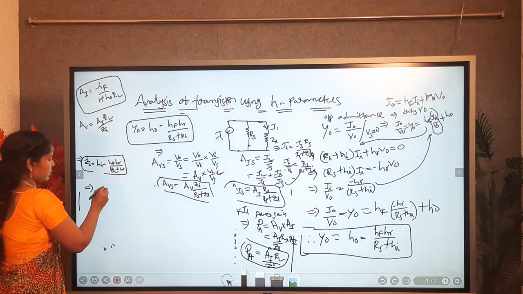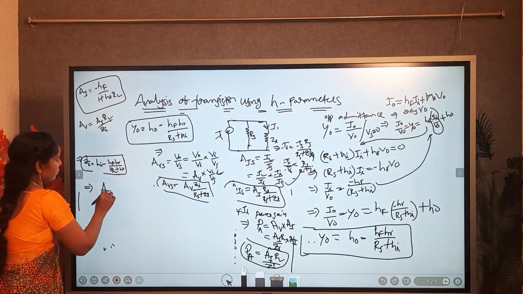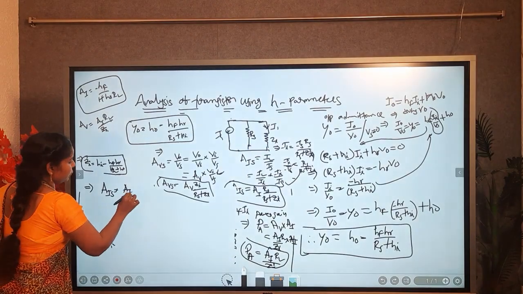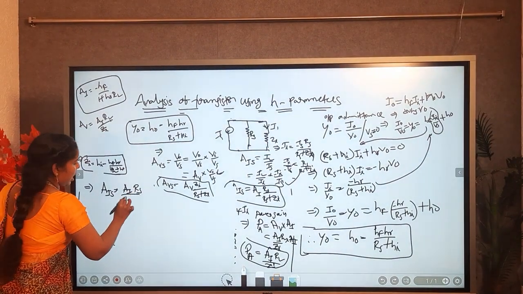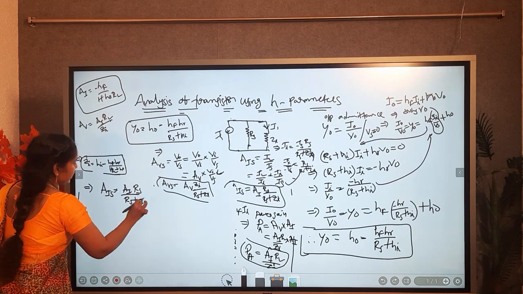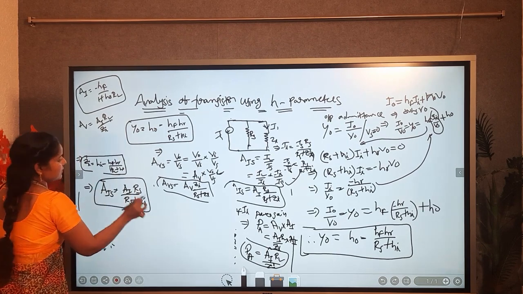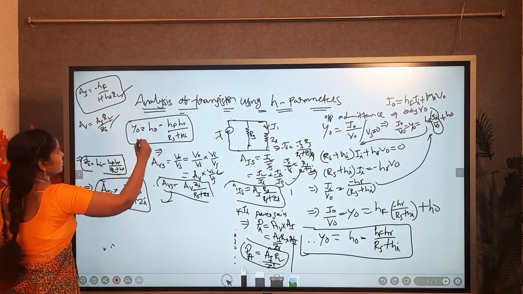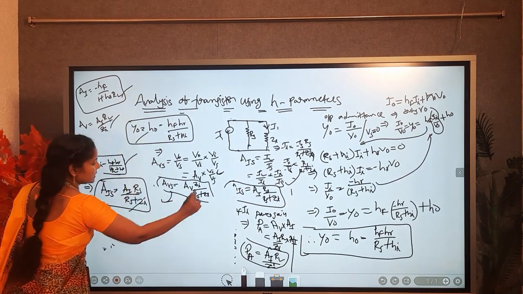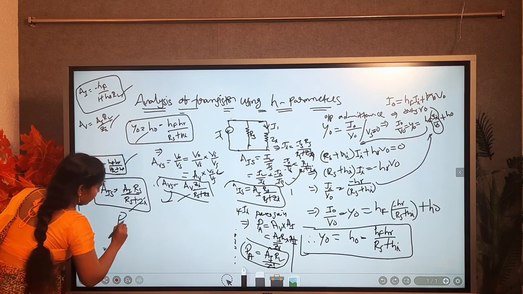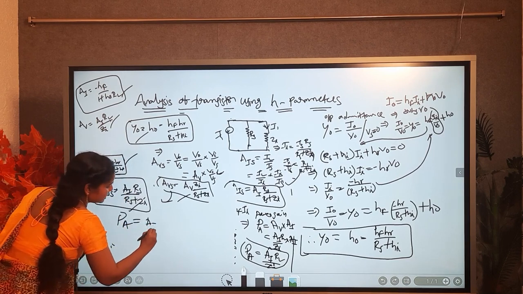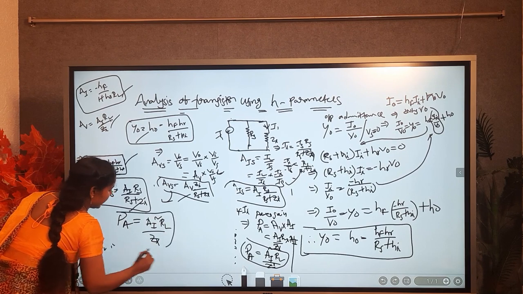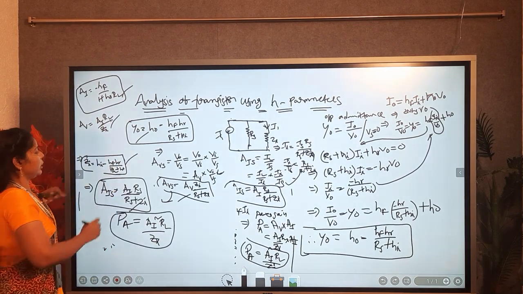Therefore, overall current gain equals AI into RS by RS plus ZI. This is the overall voltage gain, 1, 2, this is 3, 4, 5, 6, and power gain equals AI square into RL by ZI. Total 7 parameters we have to find now.